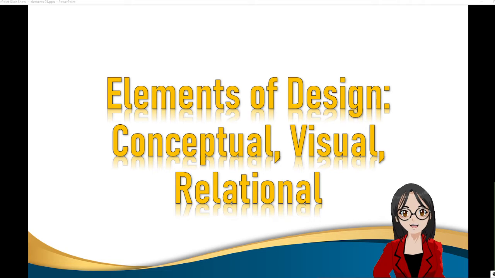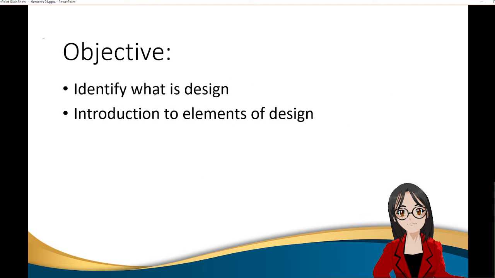So we're in our subject, Elements of Design. Here your topic is about conceptual, visual, and relational elements. First, let's discuss our objective. Here we're going to identify what design is, and then the introduction to elements of design.